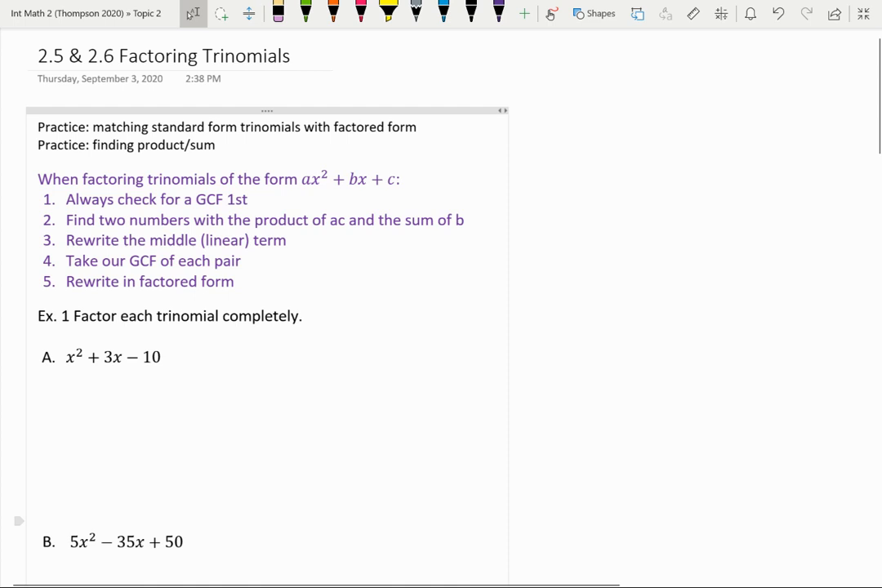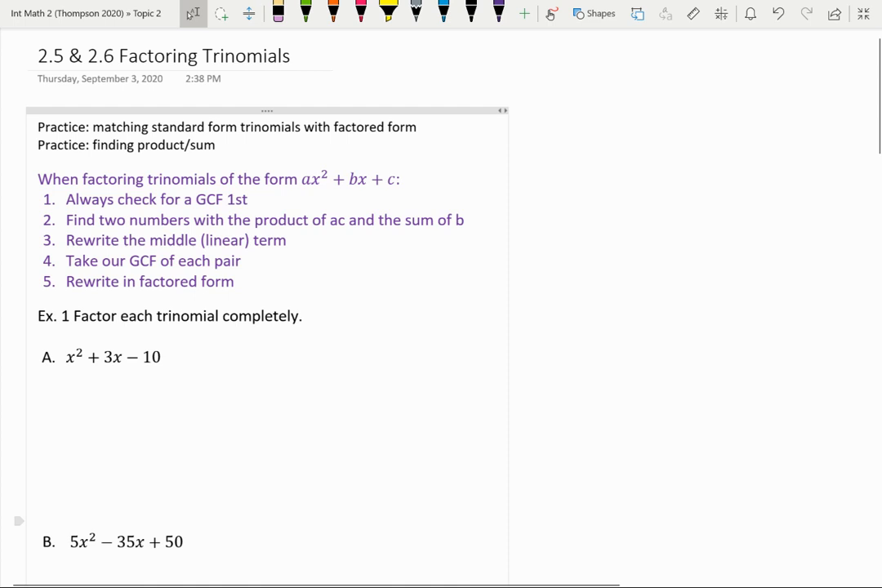As we get started here, we are going to use some of the tools that we were practicing previously, one of which was factoring out the GCF, which was the lesson prior to this, in 2.4, and also practicing with finding integers that give us a product and specific sum. So the list in purple here is the steps that I'm going to take as I work through these problems.